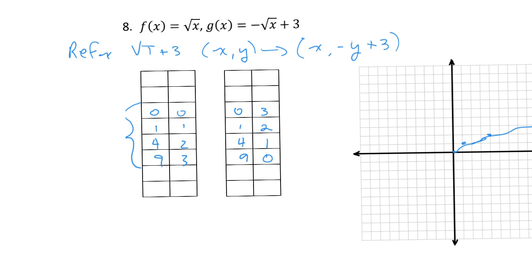So when I sketch that, I'm at (0, 3). I'm at over 1 up 2, over 4 up 1, and over 9 at 0. So that gives us a graph like this. Okay, so you can see how it's been flipped, it's been reflected, and it's been shifted up 3. So we've combined those two transformations in one.